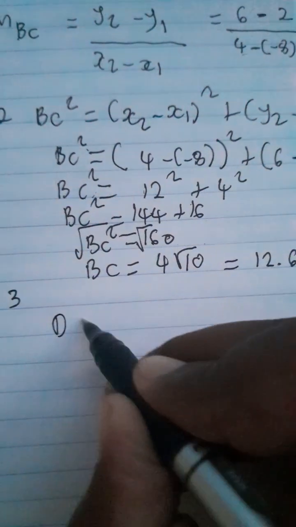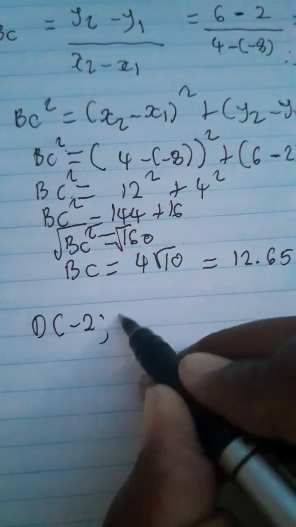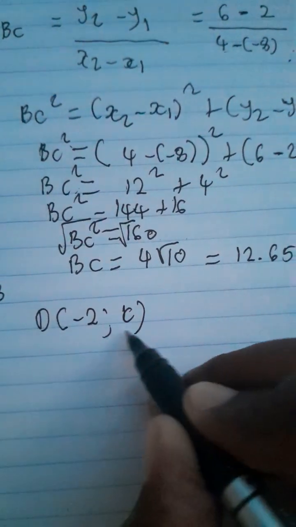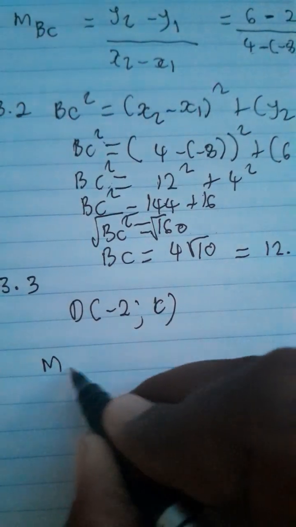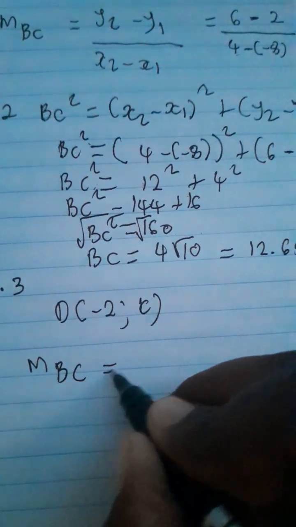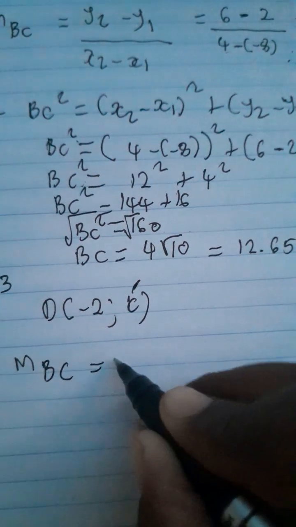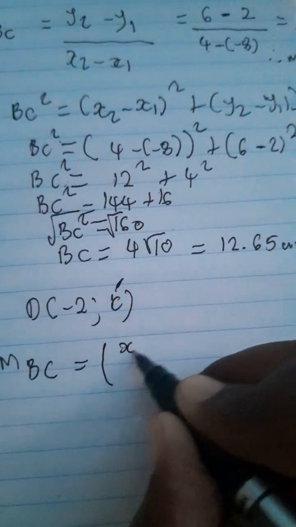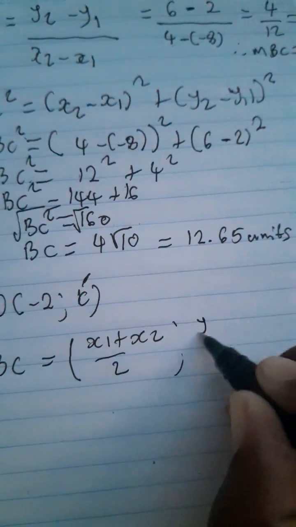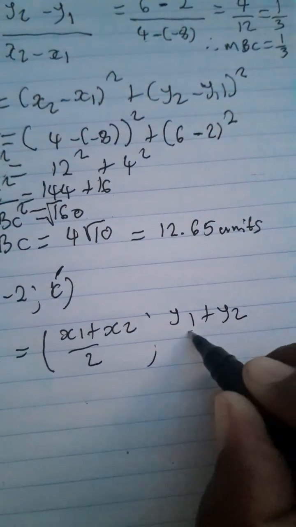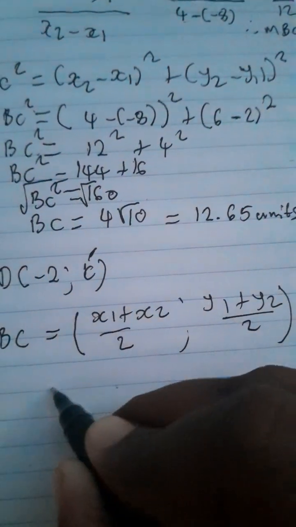Since D is the midpoint of BC, guys, they said -2 and k, and we're being told that D is a midpoint of BC. So I'm going to find the midpoint of BC to calculate the value of k here. So I'm going to say (x1 plus x2) divided by 2, (y1 plus y2) divided by 2. This is the formula for calculating a midpoint, right?